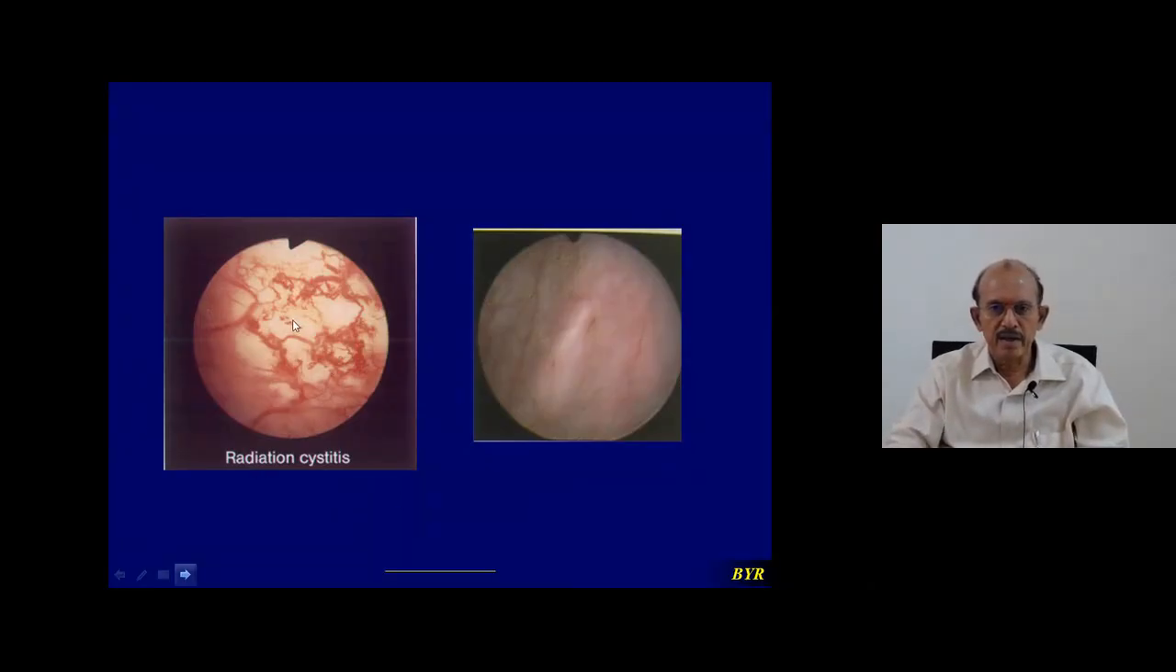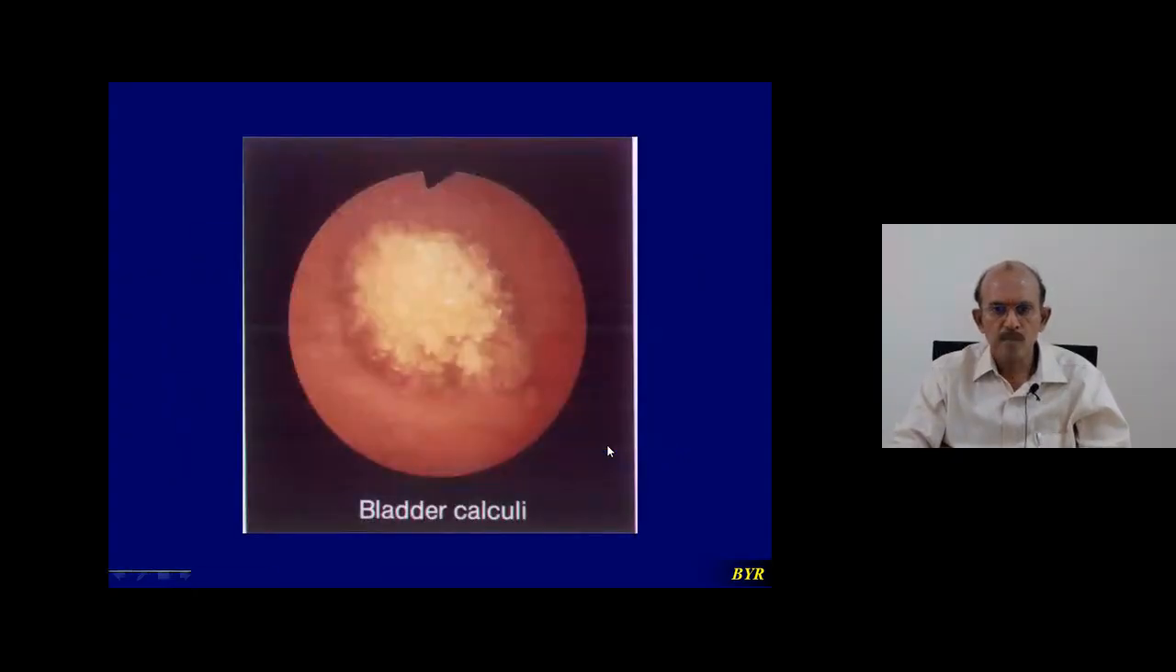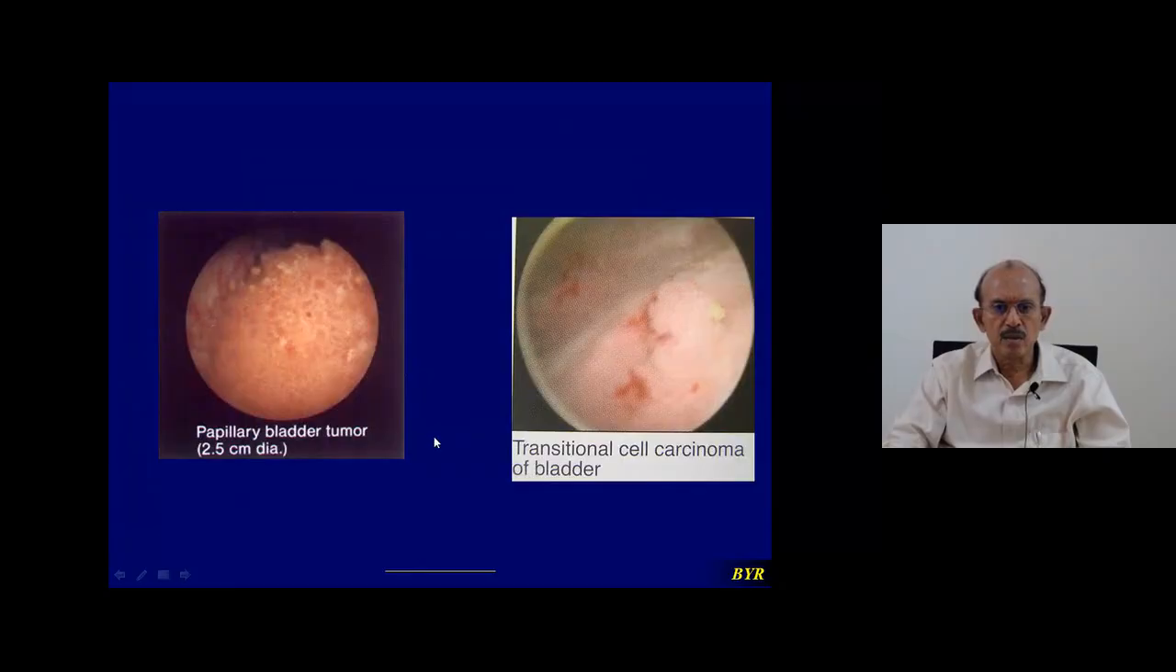Okay, this is radiation cystitis. This is a bladder calculus. This is the papillary tumor in the bladder. You can see this is transitional carcinoma.